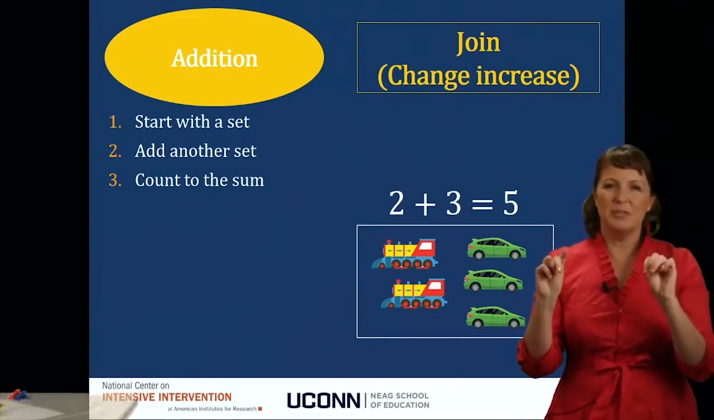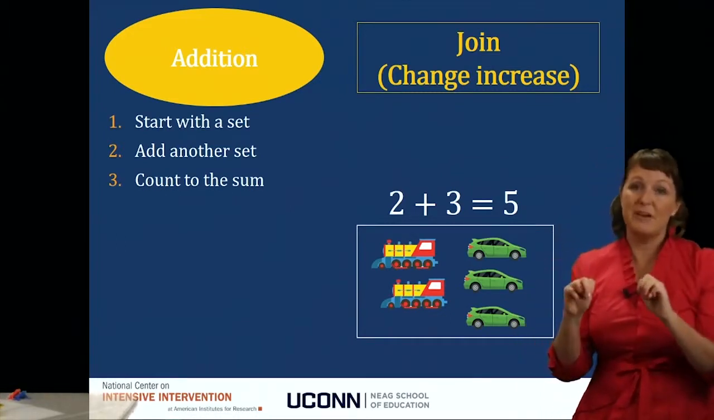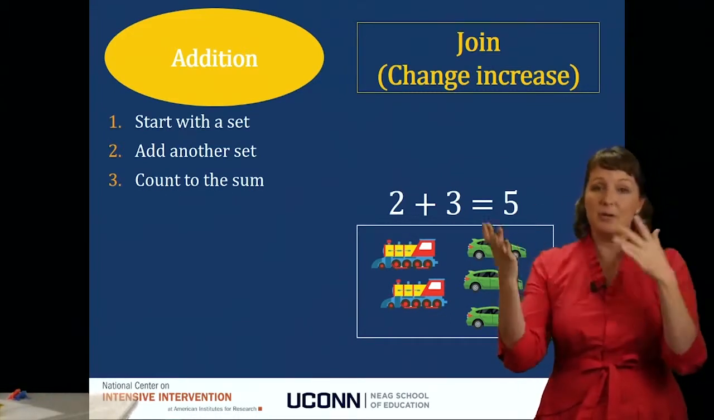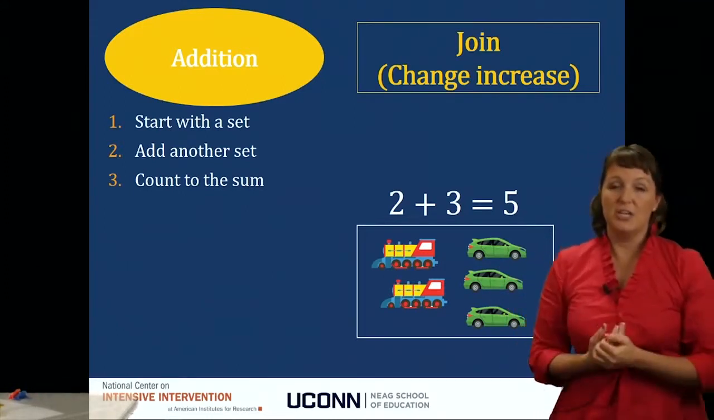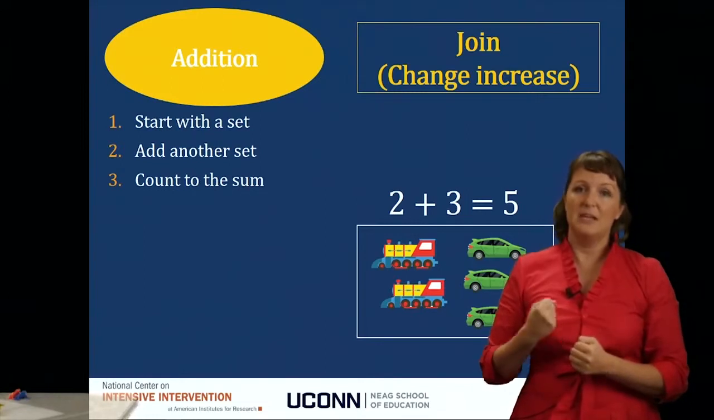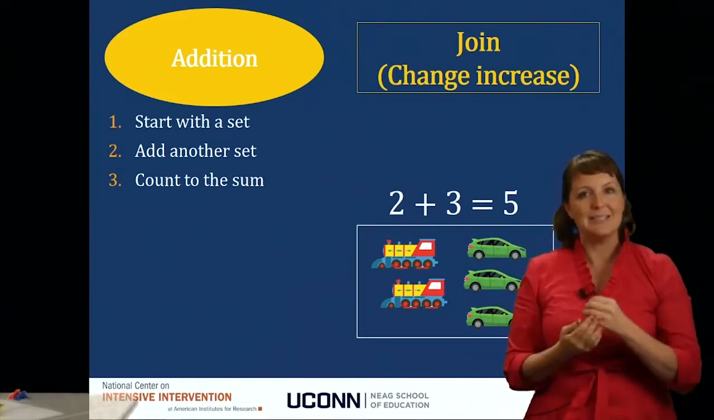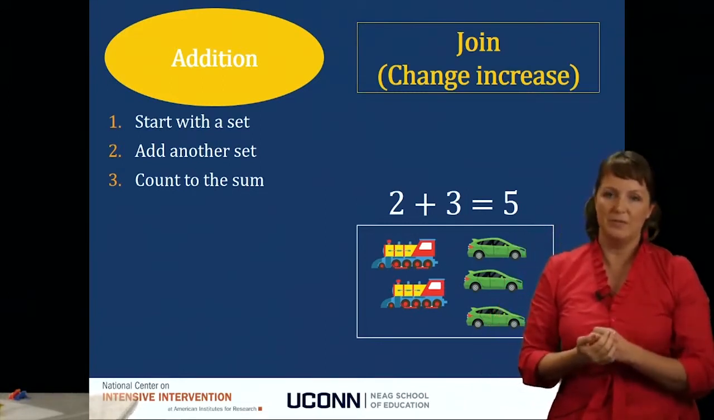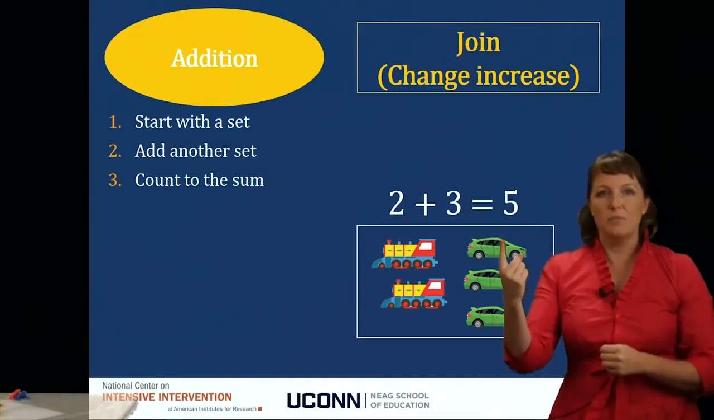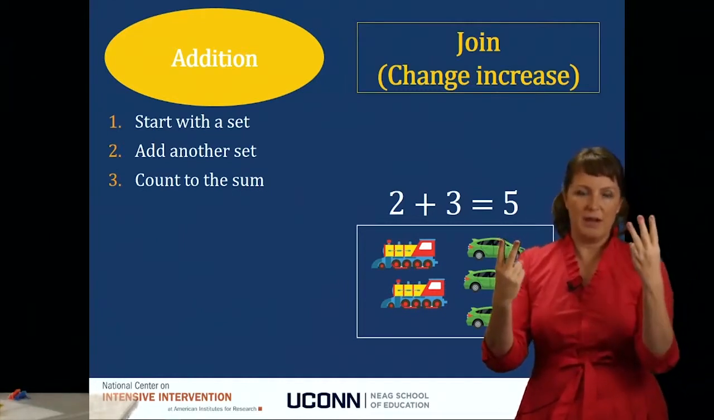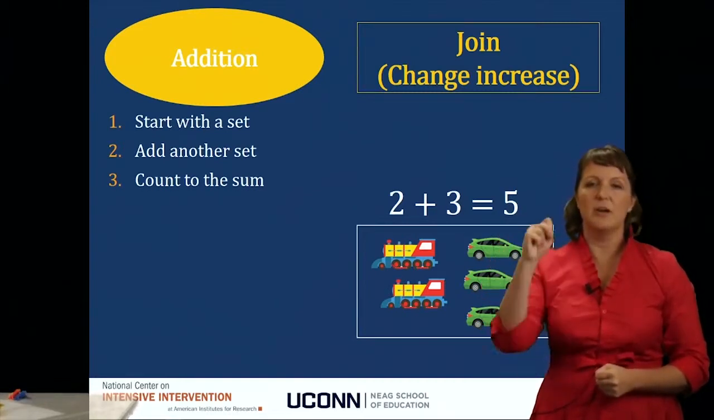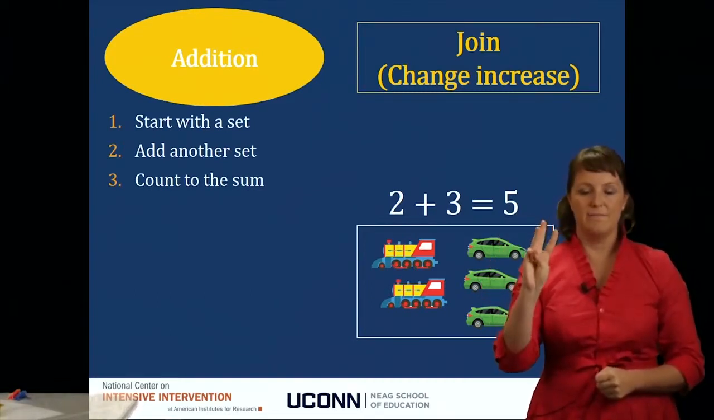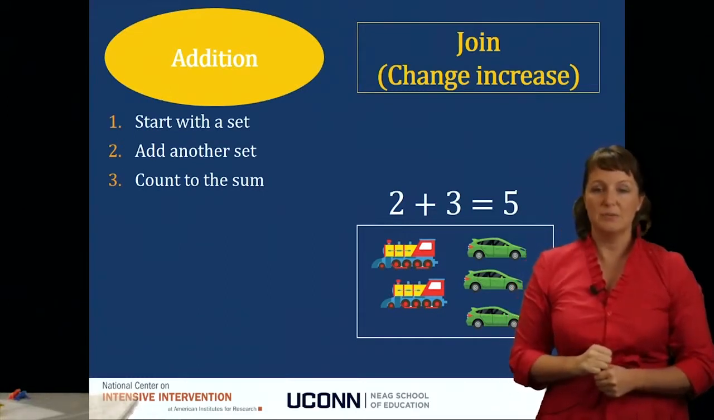Now that's not totally efficient, and in fact for problems if I was adding 6 plus 7, I'm going to run out of fingers very quickly. So a more efficient counting strategy is to start with an amount and count on from that amount, and that's getting us to the join model of addition. So instead of saying 1, 2, 3, 4, 5, I would say start with 2. So 2, and then count on 3, 4, 5. So 2 plus 3 equals 5.